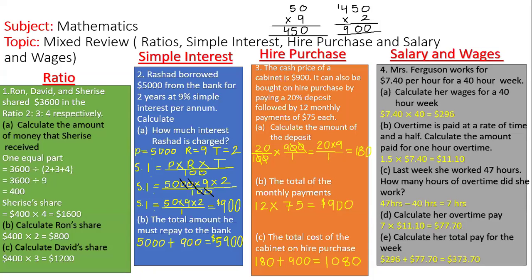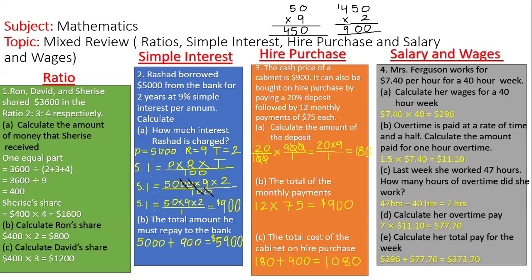$373.70. Very good. $373.70. So how do we get that? What we did was we have to calculate our total pay. Since we're doing total pay, we have to add regular pay plus overtime pay. Overtime pay, we know for 7 hours is going to be $77.70. And so it's going to be $77.70 plus the amount that she's paid for 40 hours of regular work. So we're going to say regular work plus overtime.